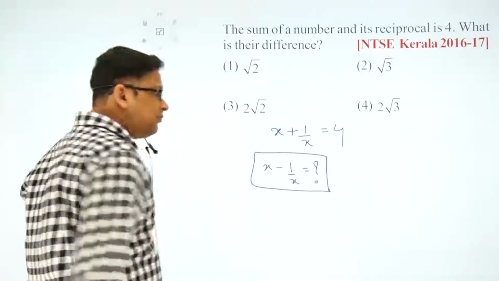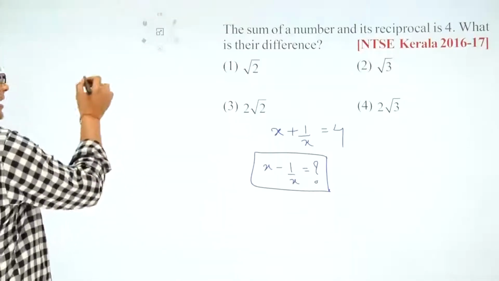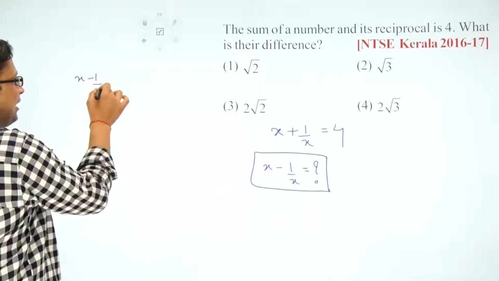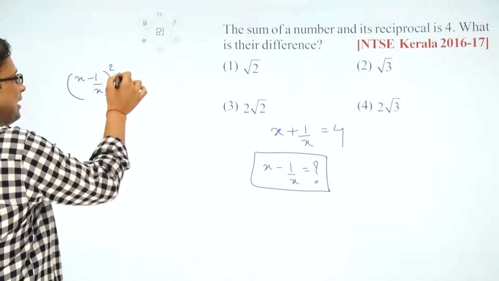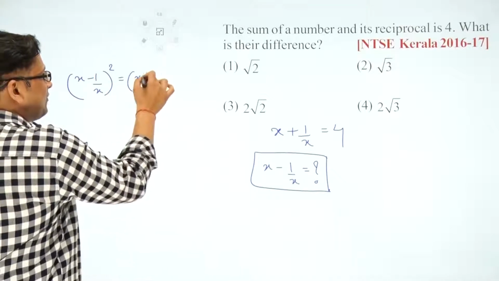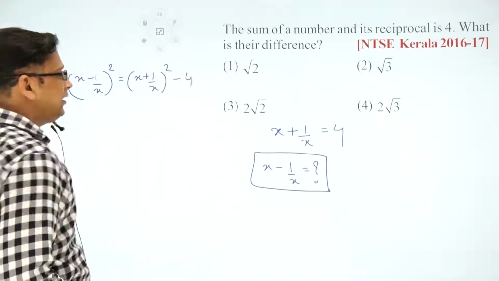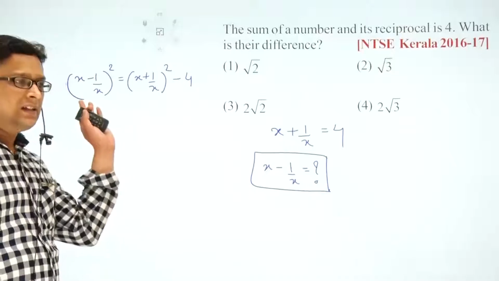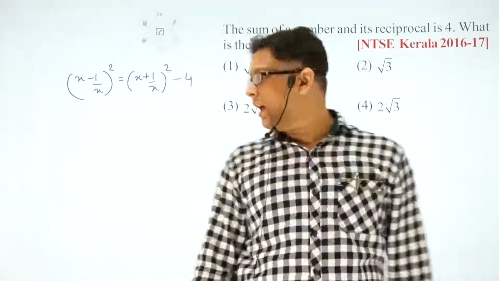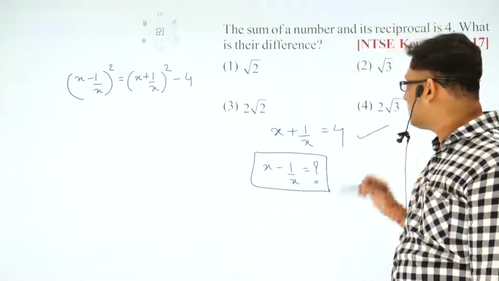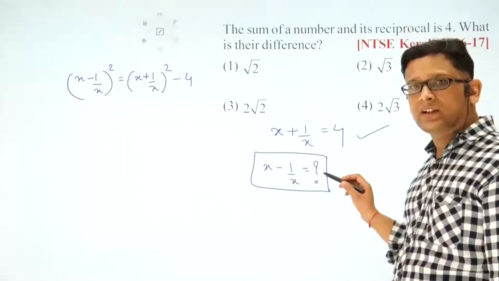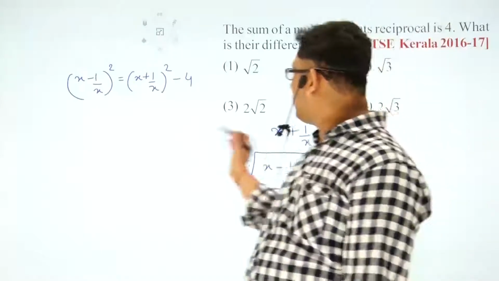So their difference can be written as follows: x minus 1 upon x, the whole square, can be written as x plus 1 upon x whole square minus 4. We can write this identity like this. So we have the value of x plus 1 upon x, and we are going to find the value of x minus 1 upon x. So over here we have to put the value.